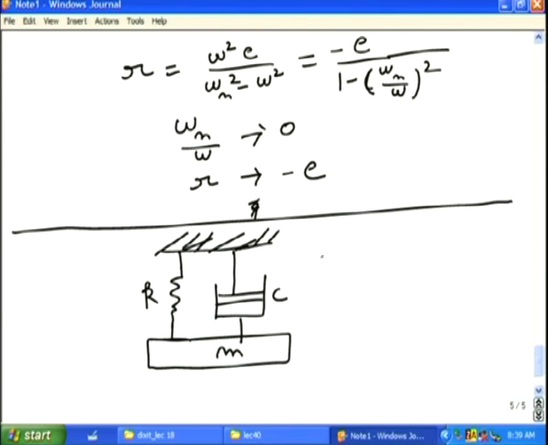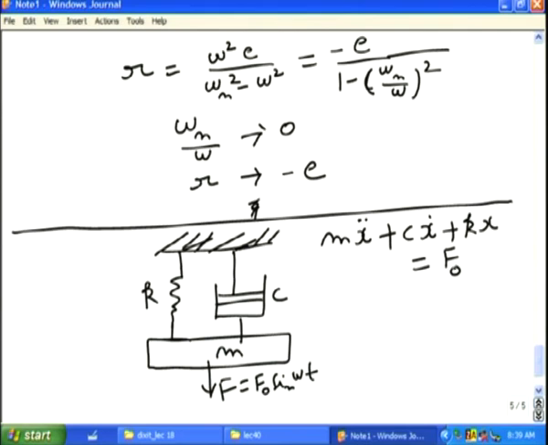The equation of motion is m x double dot plus c x dot plus k x equal to f. Now, if f is equal to f0 sin omega t, in that case this will be f0 sin omega t.